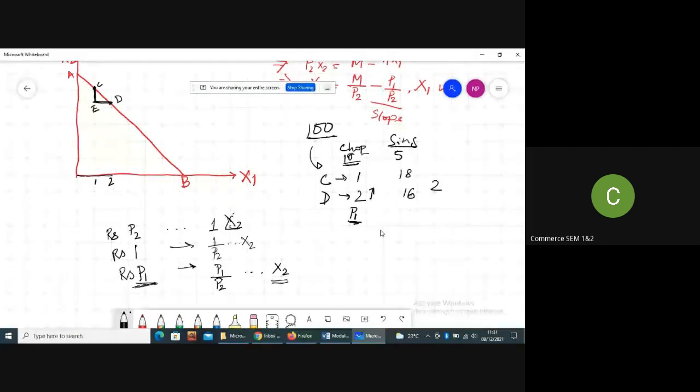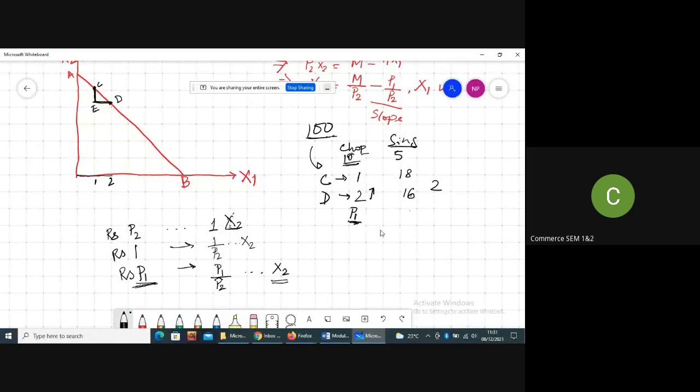So if I say this the other way around, if you do not consume, or if you want to reduce your consumption of X2 by P1 by P2 amount of samosa, then how much money can you save? You can save P1 rupees. Now using this P1 rupees, you can get 1 unit of X1, fine? Because P1 is the price of commodity 1.